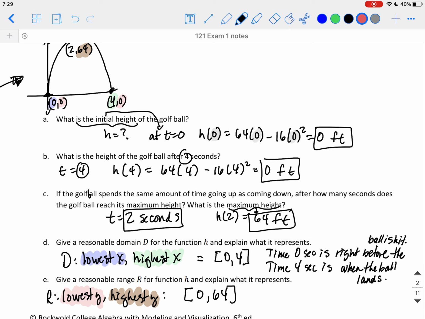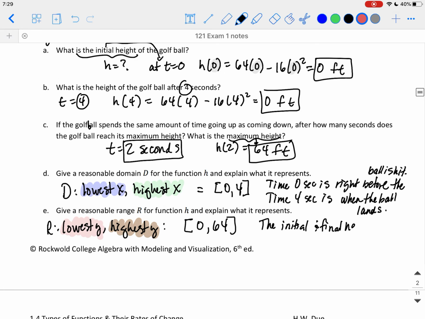So what does it mean? Actually, the initial and final height of the ball is 0 feet. The maximum height is 64 feet.